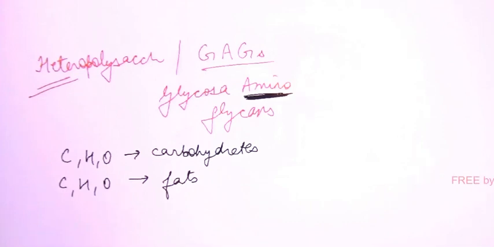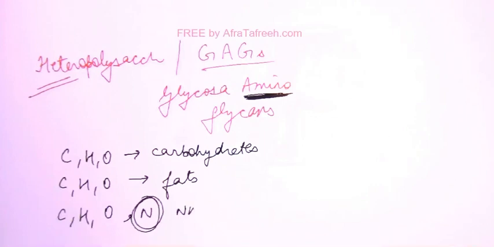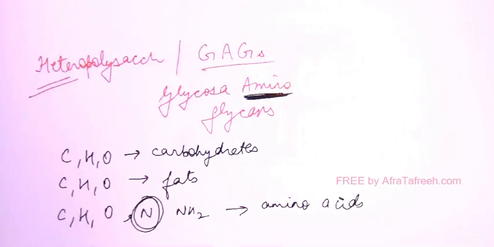Only these 3 atoms are mainly present. But in the case of amino acids and proteins, in addition to carbon, hydrogen, oxygen, nitrogen or amino group is present. So the amino group is a specialty of amino acids, and the carbohydrates' specialty is OH. We did polyhydroxy. So OH is the specialty of carbohydrates. Amino is the specialty of amino acids. Now, can you see this GAGs has an amino group? So this is a very special carbohydrate which has an amino group. Otherwise, carbohydrates don't have an amino group.